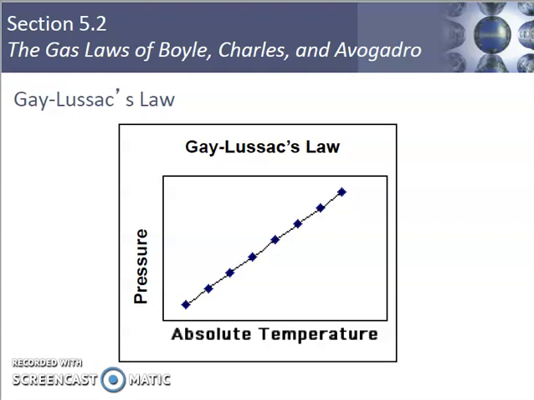This shows you a graph of the pressure and temperature. It should look very familiar to you because it looks just like the volume versus temperature graph, in that we have a direct correlation. As we increase our temperature, our pressure also increases. And so we show graphically that this does have a direct positive correlation.